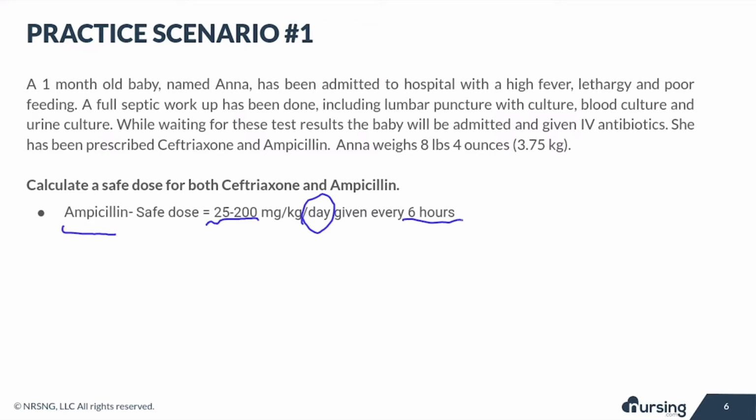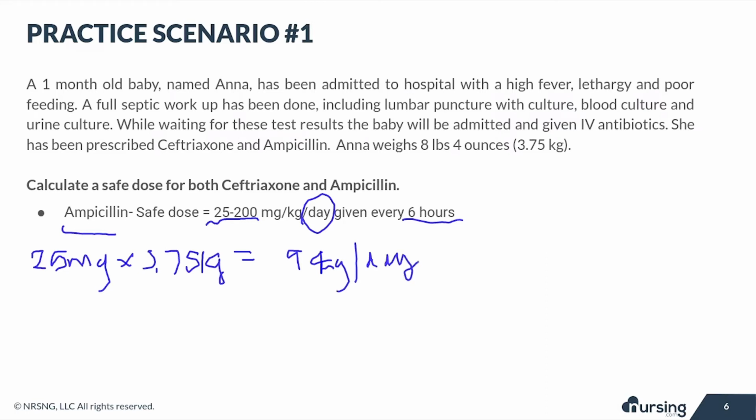So we're going to have a couple of calculations that we need to do. The first thing we need to do is calculate how many milligrams we would give if we were giving the lower dose. So 25 milligrams times 3.75, which is our patient's weight. And then that is going to give us 93.75 milligrams, which rounds up to 94. So she could have 94 milligrams per day as the low range of the dose.